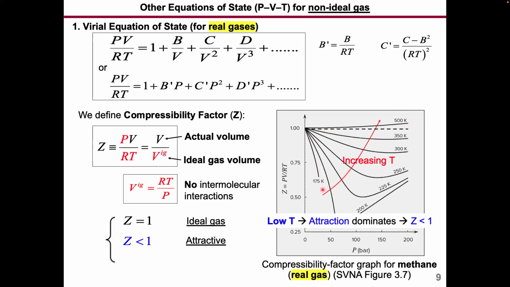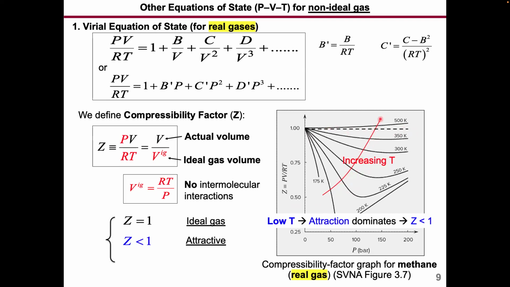So at low temperature, you can see attractive interaction dominates. Now the gas molecules are brought closer together, so your actual volume is smaller than the ideal gas volume, and you have a Z value that is less than 1. Okay. When you increase your temperature, slowly they recover the ideal gas behavior, right?